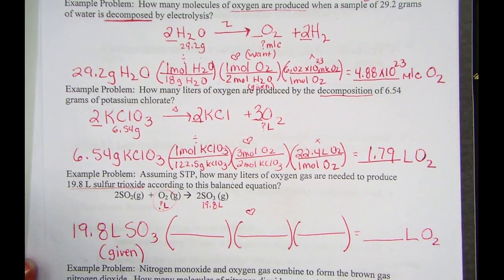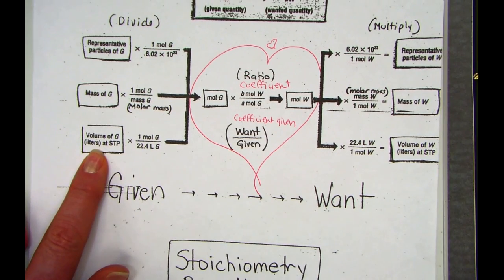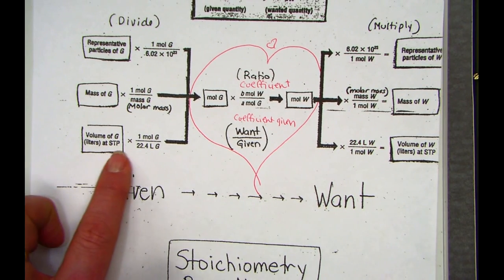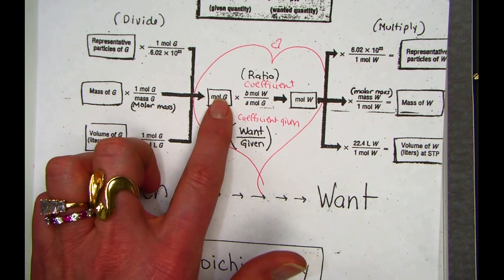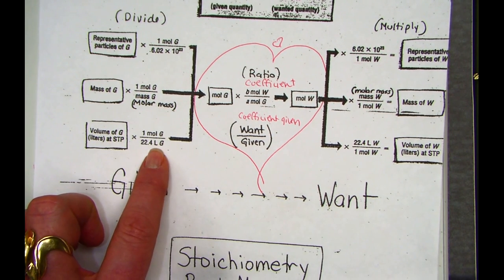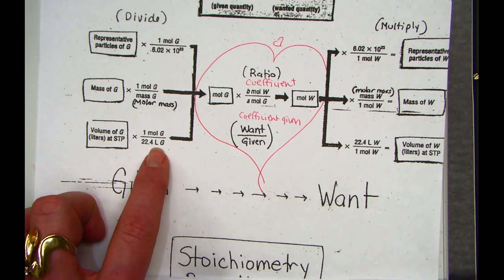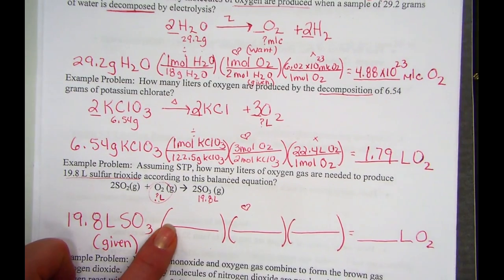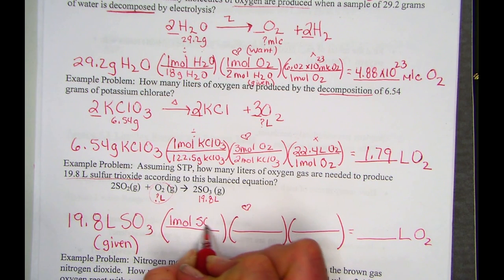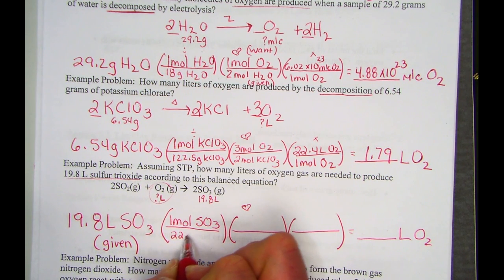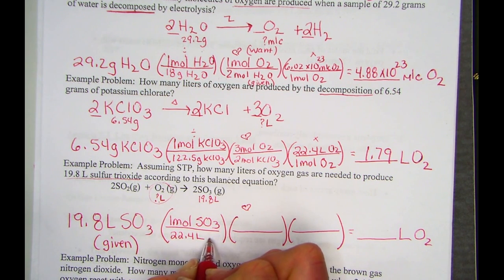A volume-volume problem has me begin with volume of given, and we're going to use that molar volume of 22.4 liters to bring it up to the mole. Right here, 1 mole of given set over the molar volume becomes our first parenthesis. We know that 1 mole of sulfur trioxide would be 22.4 liters big.